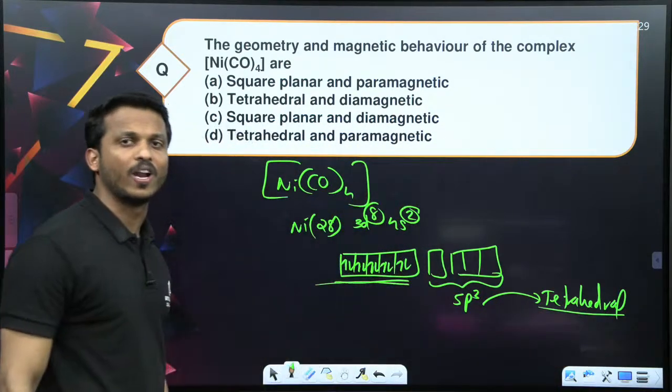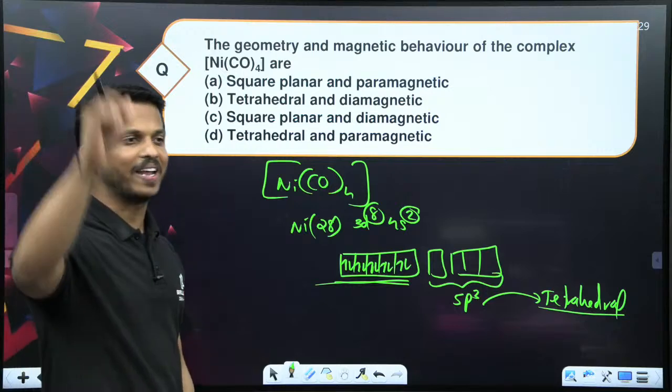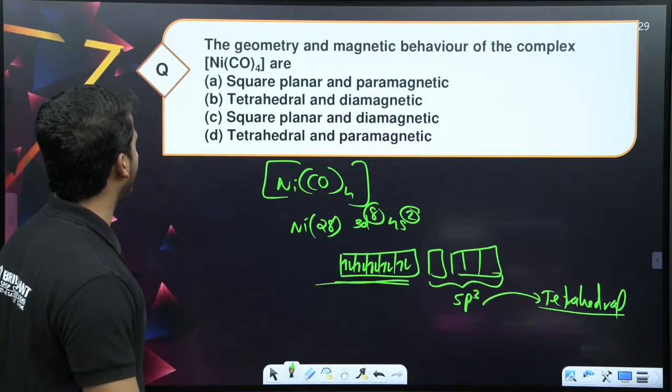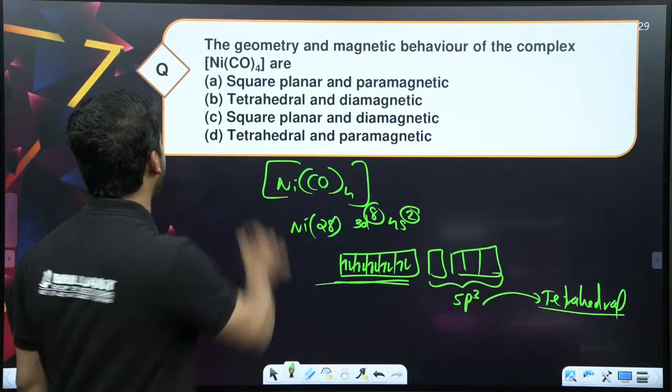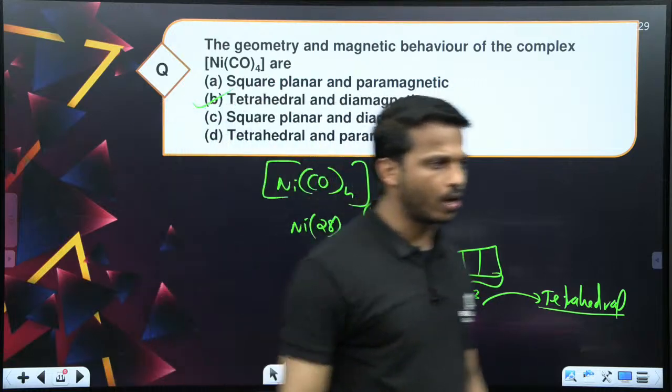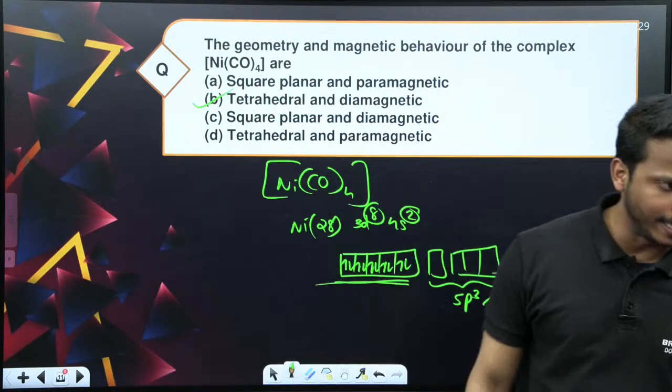No unpaired electron, therefore they are diamagnetic in nature. So let's go with the option tetrahedral and diamagnetic. I think you have already given the answer B.